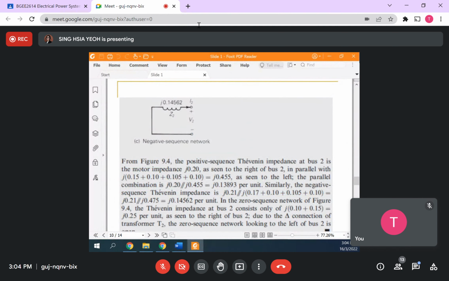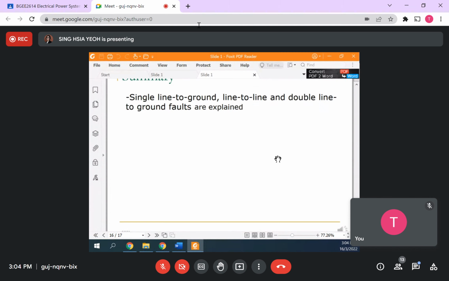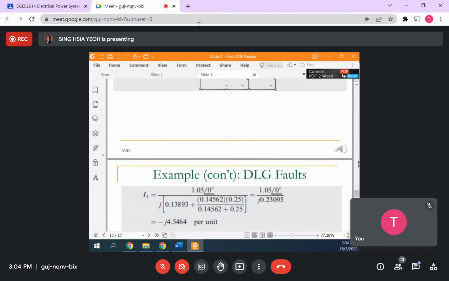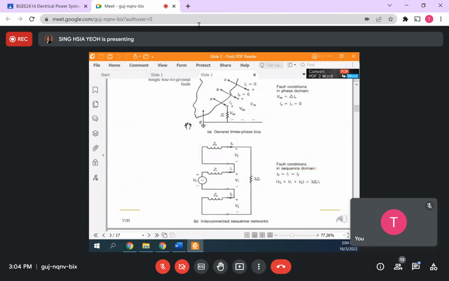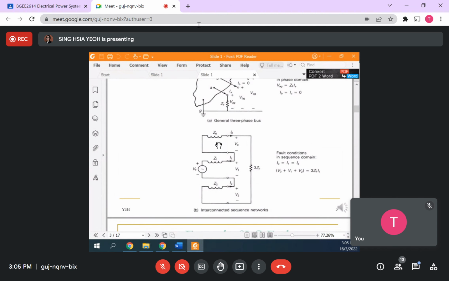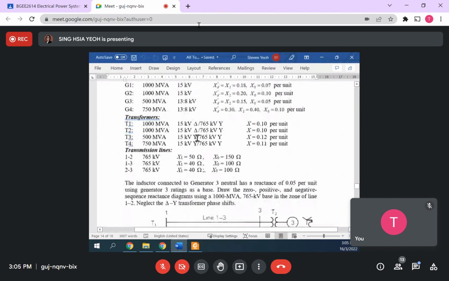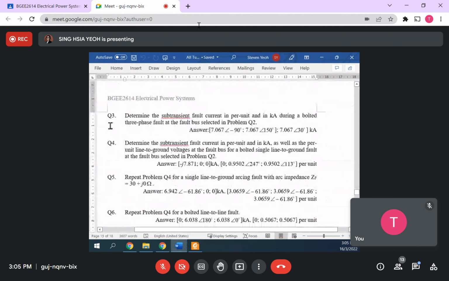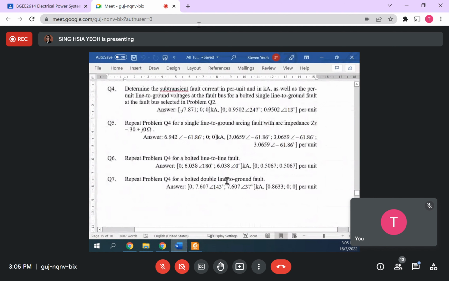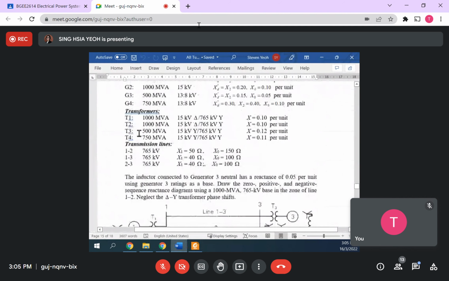After you have this, you can continue with the unsymmetrical fault questions: single line to ground, line to line, and double line to ground, right? Each one has a diagram that represents it. For example, this one is single line to ground with this circuit diagram. Then you put in the Z0, Z1, Z2 values, then you find what is asked according to the questions. That's why questions 3 until 7 are actually about question 2, and question 4 all refer to questions 1 and 2.